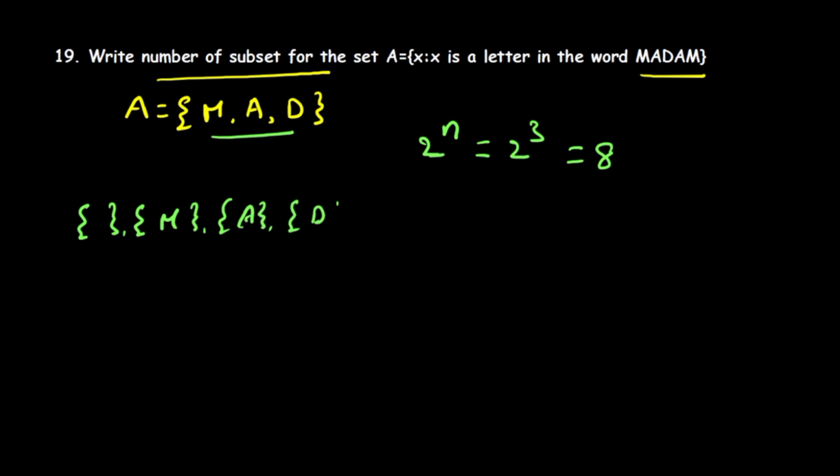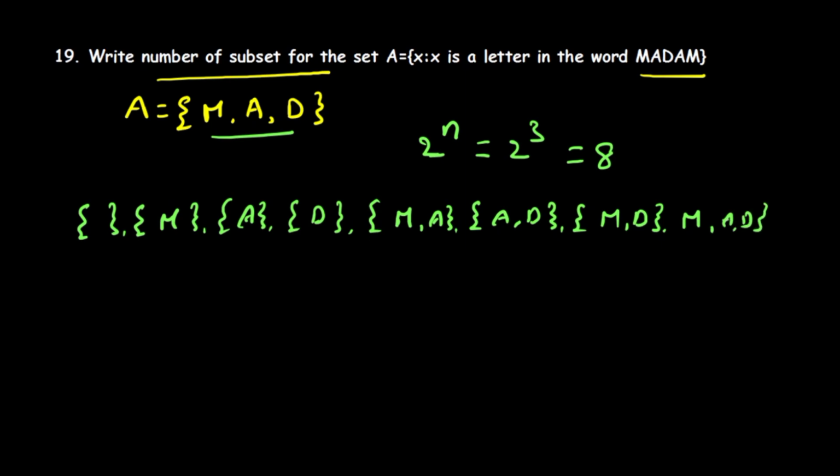D, MA, AD, MD and MAD. Okay, so how many subsets do we get? That is 1 2 3 4 5 6 7 8.